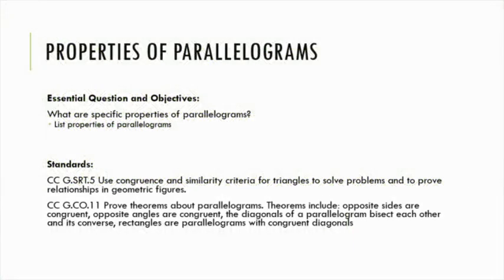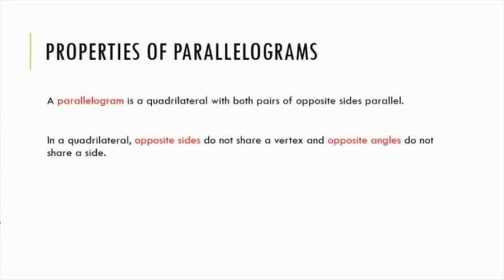Our essential question and objectives for this lesson are: what are specific properties of parallelograms? We're going to list the properties of parallelograms and the theorems that go along with them. Standards: use congruence and similarity criteria for triangles to solve problems and to prove relationships in geometric figures, and prove theorems about parallelograms. A parallelogram is a quadrilateral with both pairs of opposite sides parallel to each other.